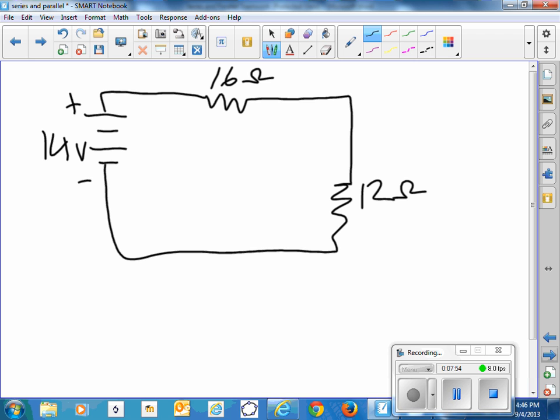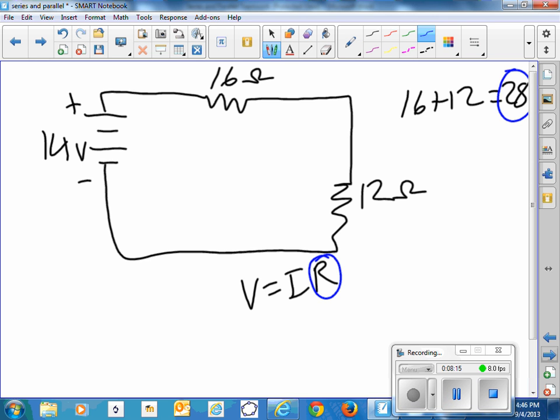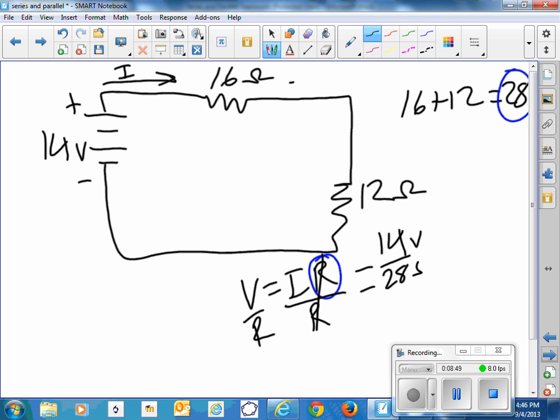Okay, connected this way, these resistors just add, and I have 16 plus 12 is 28. So my voltage is equal to my current times my resistance. I know the resistance is 28 ohms. I know the voltage, but I don't know the current, so I want to try to find the current. So let's say we have some unknown current flowing that way. So to solve for current, we would divide by resistance. Current equals voltage divided by resistance. So in this case, that would be the voltage of 14 and the 28 ohms. So that gives us 0.5 amps.